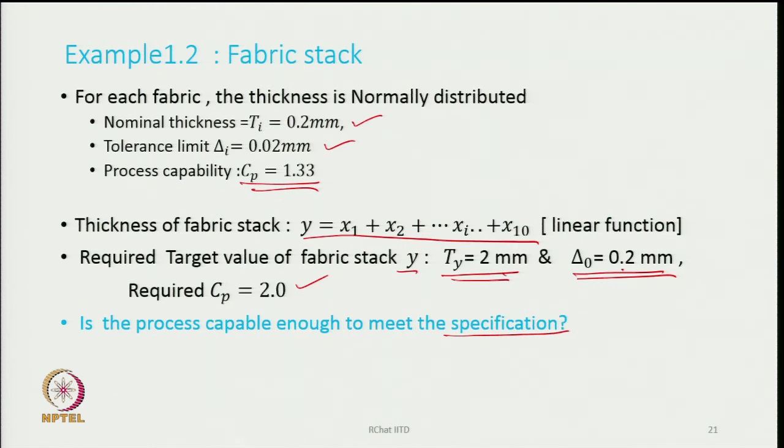So, these are the requirements given, and these are the fabrics that we will use to make a stack. The fabric manufacturing process has a capability of Cp 1.33 and the stack should give me a thickness of 2 mm with a delta 0 tolerance of 0.2 mm, but the Cp requirement is going to be 2. Is it attainable or not?